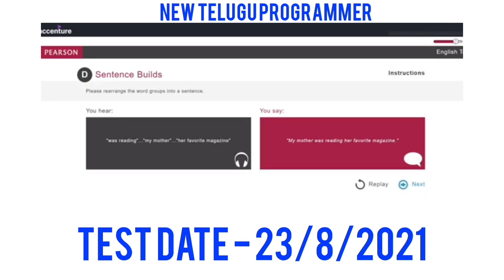Part B. Sentence builds. Now please rearrange the word groups into a sentence. For example, a voice says, was reading. My mother. Her favorite magazine. And you say, my mother was reading her favorite magazine.